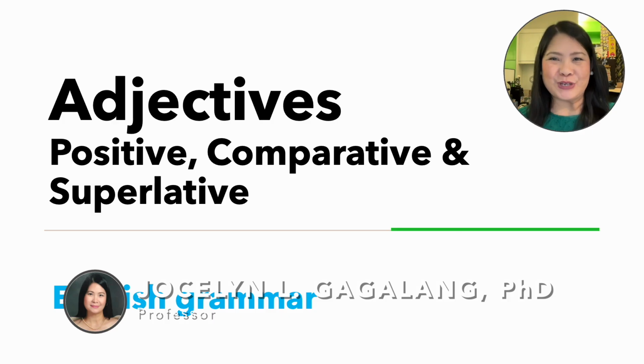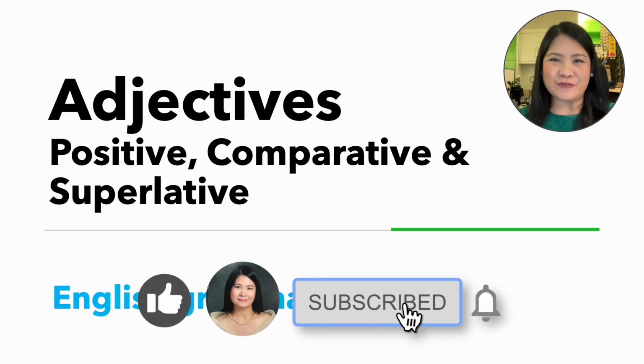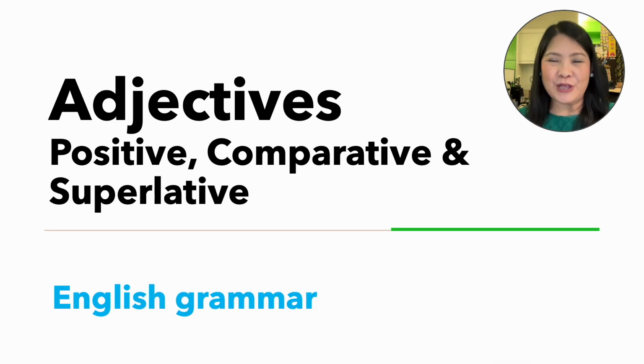In this lesson video, we're going to talk about adjectives and the different degrees of adjectives such as positive, comparative, and superlative. Of course, this is under English grammar. Grammar is very important because it leads to effective communication and understanding.